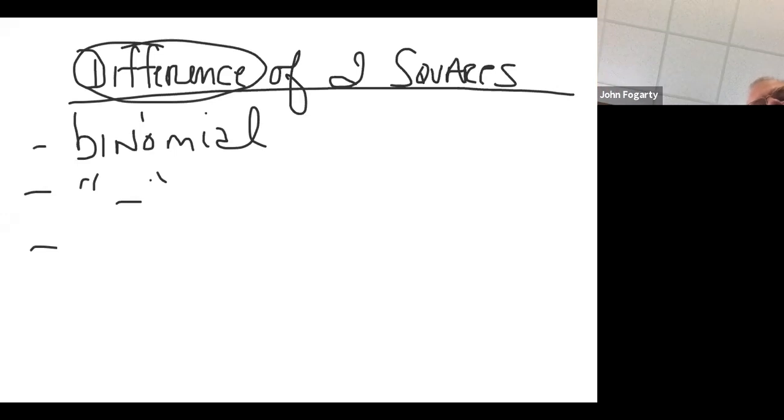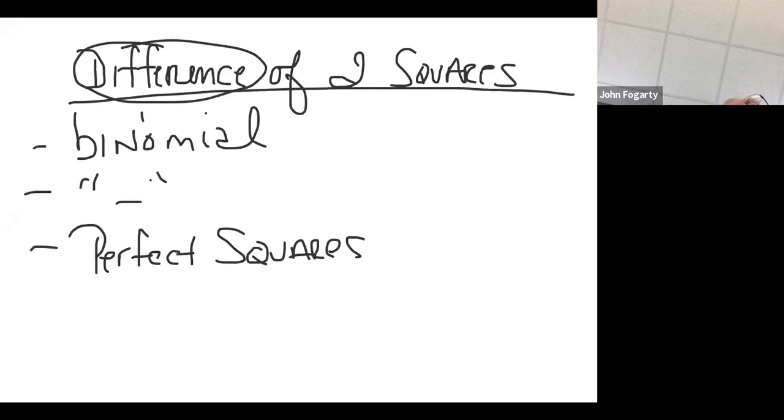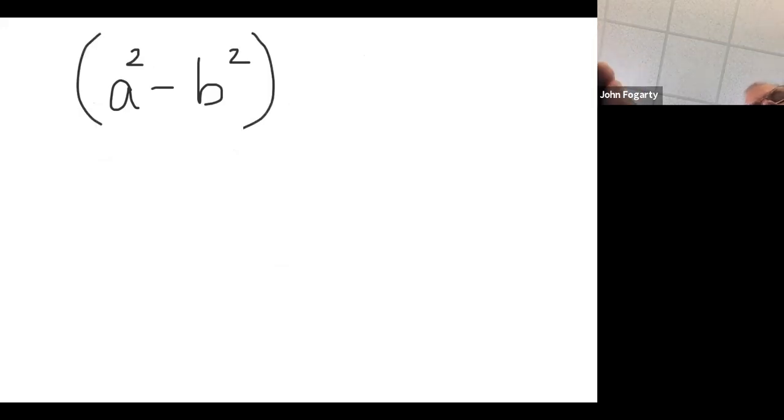And the two terms must be perfect squares. So if you have coefficients bigger than 1, they just have to be perfect. So for example, 2 is not perfect. 4 is, and 9 is, and 16 is, and 25 is. Those are examples of perfect squares. So when we have the difference of two squares, we're talking about something that looks like this: A squared minus B squared. Anytime that you have a binomial that is that, the difference of two perfect squares.